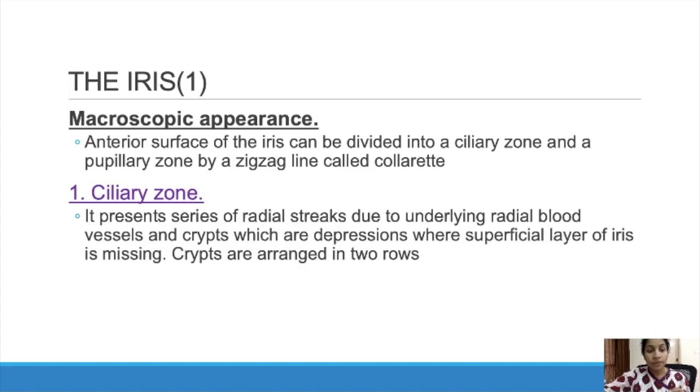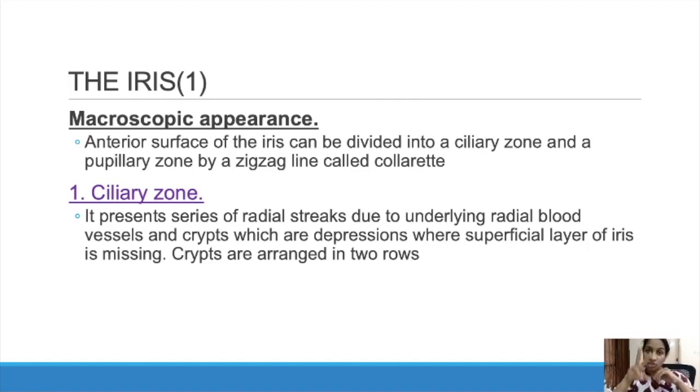Ciliary zone presents a series of radial streaks due to underlying radial blood vessels. So in the ciliary zone you can see radial streaks. It's due to the underlying radial blood vessels. And crypts are depressions where the superficial layer is missing. So there the superficial layer won't be there, it is a depression.